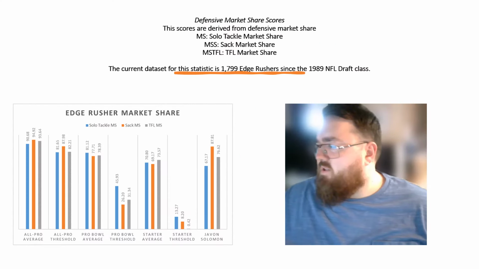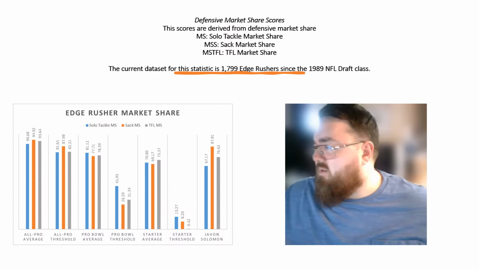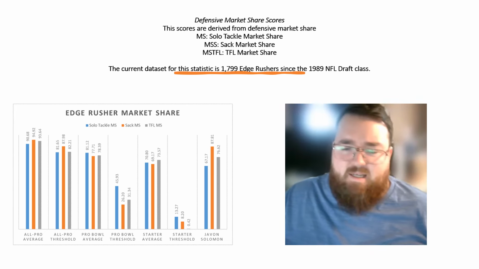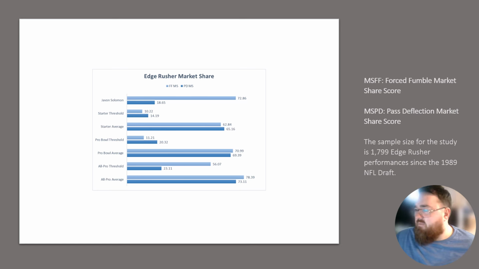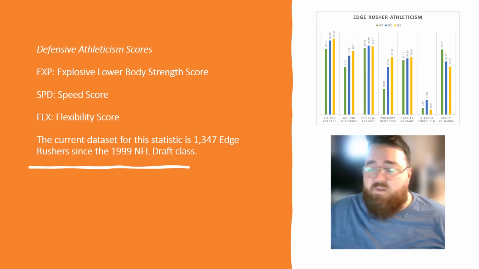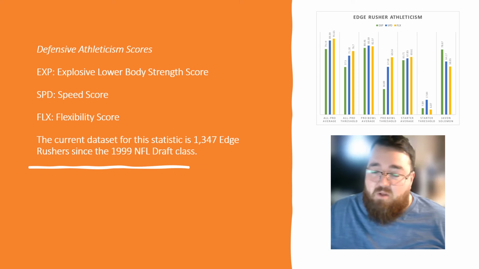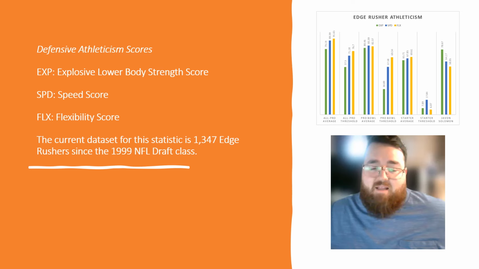Taking a look at his edge rusher score, he had a 67 percentile solo tackle score, 87 percentile in terms of sacks, and 76 in terms of tackles for loss. Also, in terms of his other data, he had very good forced fumble market share, but below average pass deflection market share. Also, in terms of his athleticism traits, decent: 78 percentile in terms of his explosion testing, 64 percentile in terms of speed, and then 58 percentile in terms of flexibility for his size. So he's explosive, he's fast, but not quite the most flexible athlete at the position.